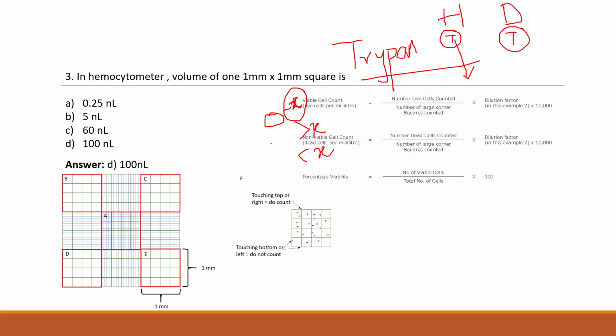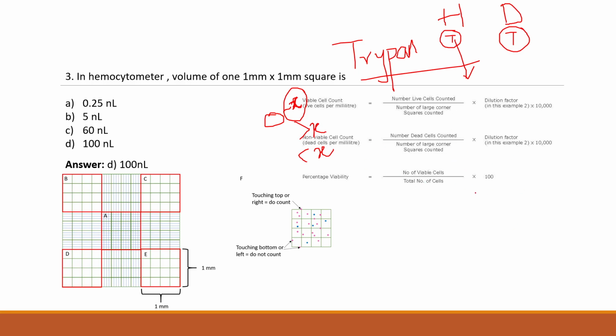At the same time, your non-viable cells, those are your dead cells, are similar. Number of dead cells counted divided by the number of large squares in which you have counted, multiplied again by your dilution factor into 10,000. Then you will get your percentage viability from this. Your total number of cells is both viable plus non-viable. So your percentage viability is number of viable cells divided by total number of cells, into 100. This will give you your percentage.